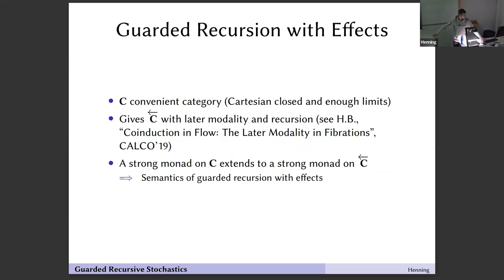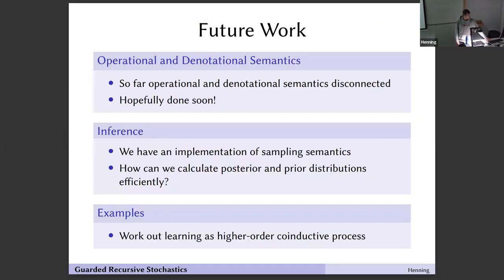Well, then you can think about general computational effects. And so what I've shown you is the operational and denotational semantics. I'm still working on the exact relation between the two, so that's not fully done yet. It's quite tricky, but hopefully soon.